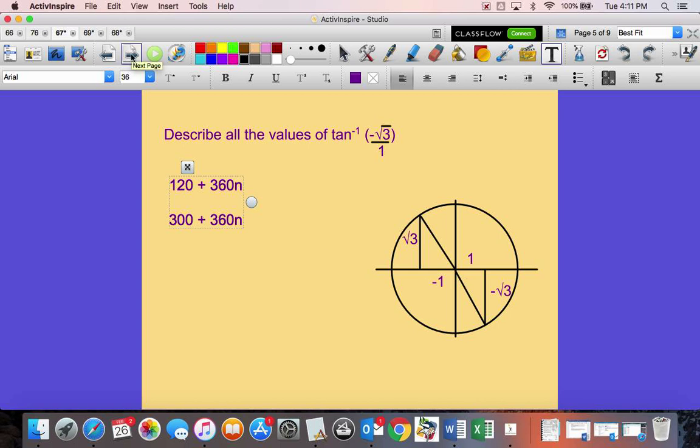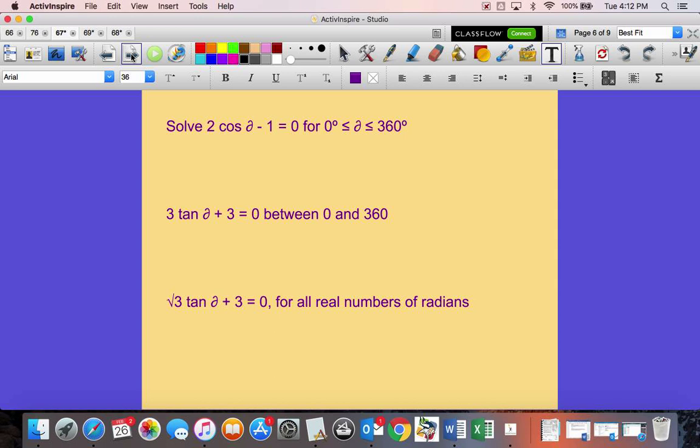Alright, now we do this stuff to solve all sorts of different problems. We do this a lot with trig. A lot of different real-life applications use this stuff. Here are a couple equations that we can solve.